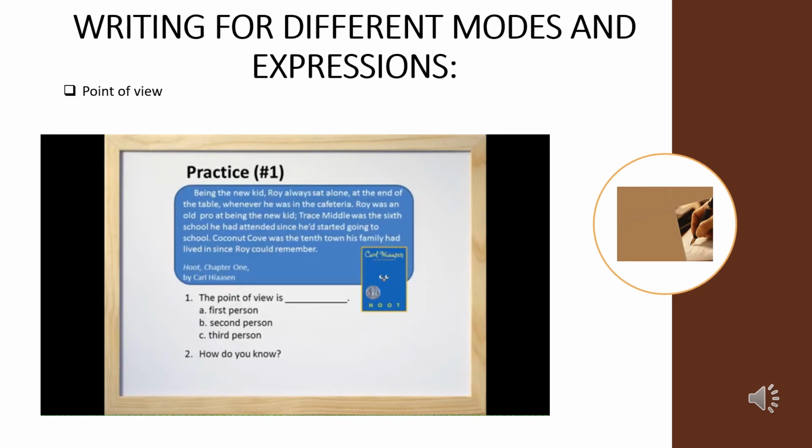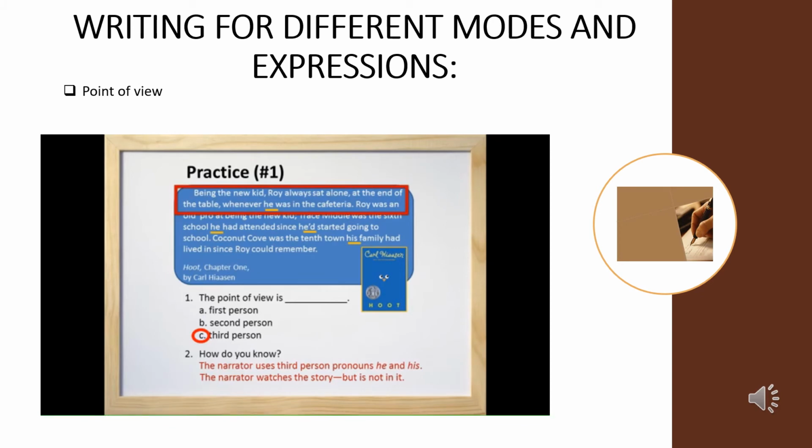Practice number 1, question 1. The point of view is third person. How do we know that? Because the narrator uses third person pronouns he and his. They're underlined here. Also, the narrator watches the story, but is not in the story. We know he's watching the story because he's talking about the new kid Roy.